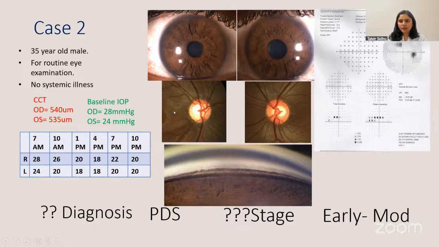So do we need to treat this person? Yeah, since the pressures are high, the baseline IOP is high, with the highest being 28 and the lowest being 18, I think yes, we do need to treat this person. Very, very good. Yeah, we need to treat this person.